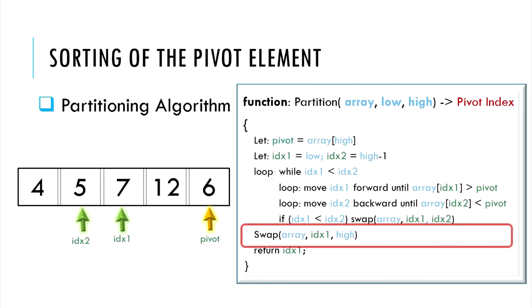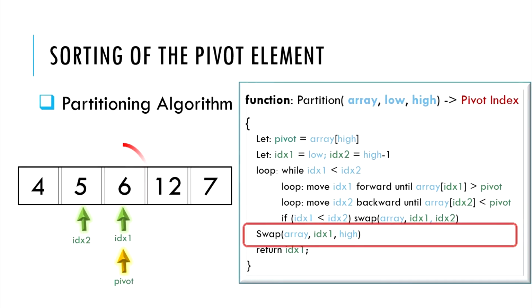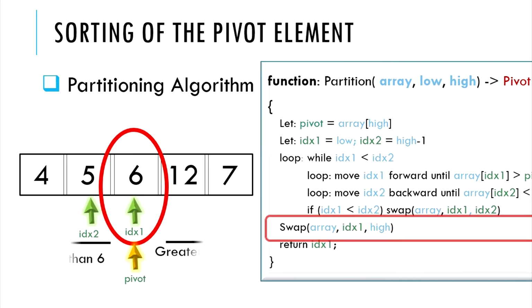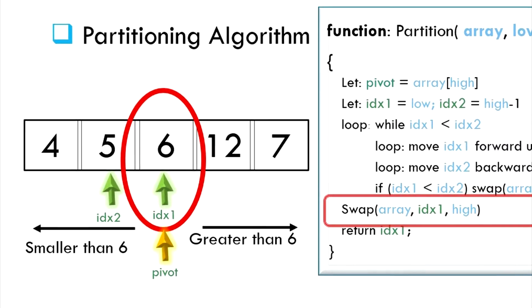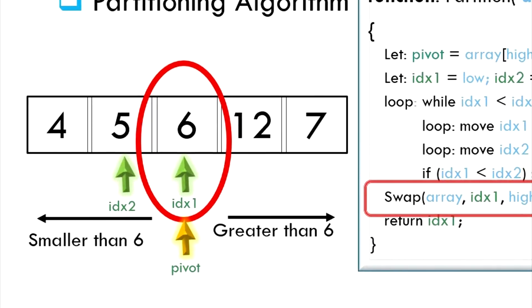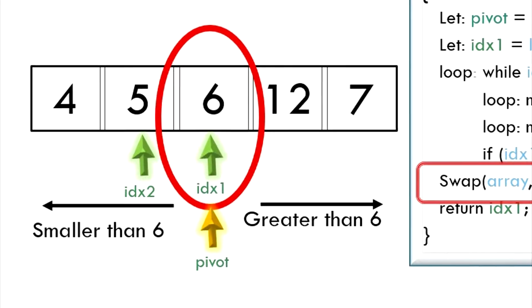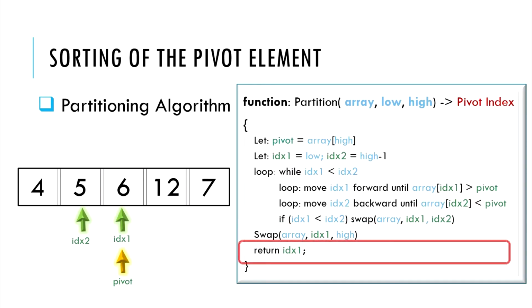The next operation is to swap the pivot element with the element at index 1. This moves our pivot to index 1 position and makes sure that all the elements that are left of the pivot are smaller than the pivot and the elements at the right of the pivot are larger than the pivot. This sorts the pivot element. The partition function will then return the index at which the pivot is present, that is index 1.